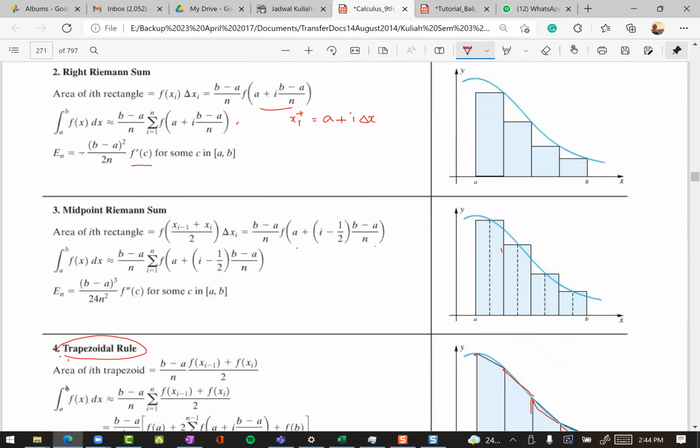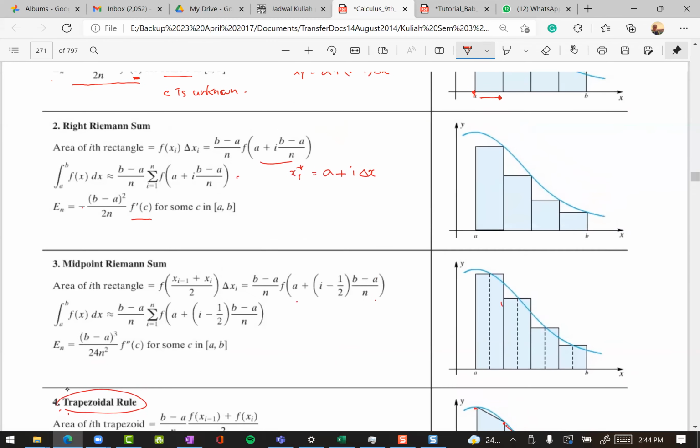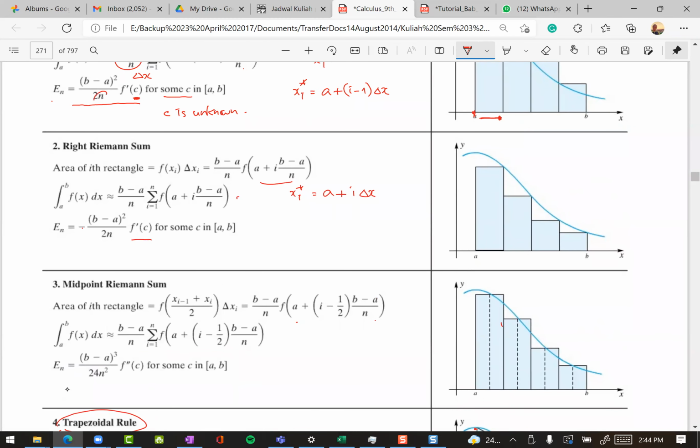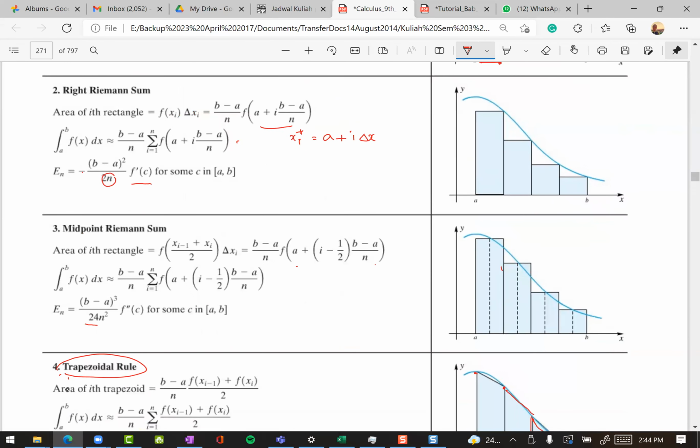But for the midpoint, I would like you to concentrate on this: this is n, just n, but this one is n squared. So imagine that if n equals 10, this just divides by 20, but this one divides by 2400. So this makes the error small. In that sense, we can say that the midpoint rule is better than the left or right Riemann sum.